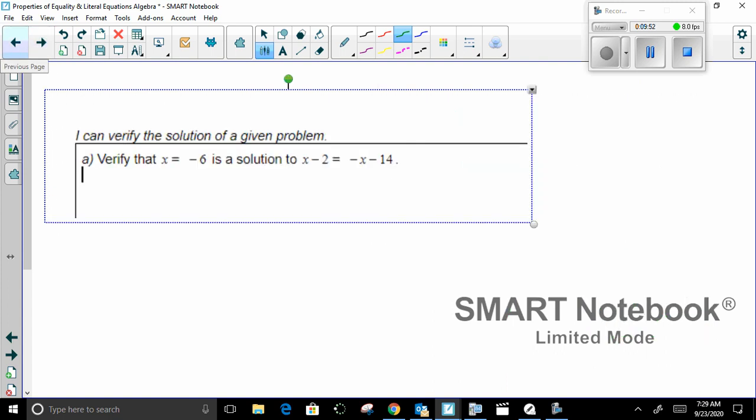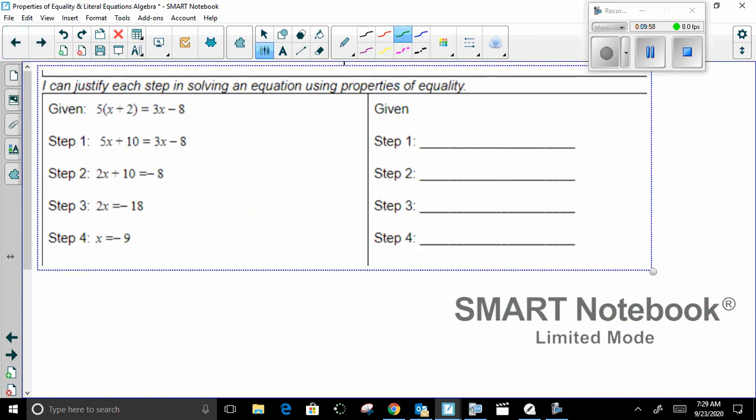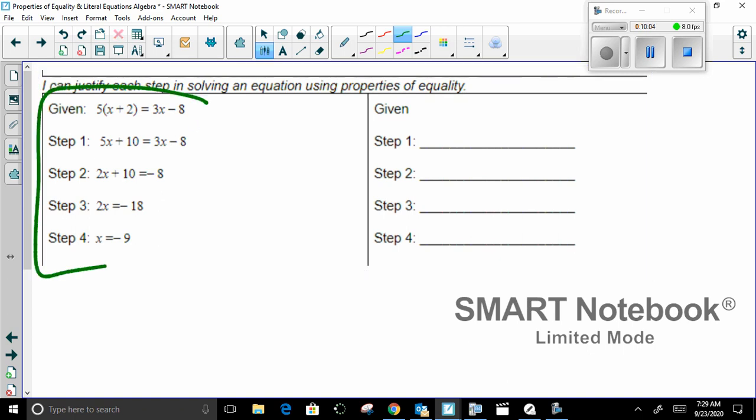Don't have to worry about that. We'll get to that later on. I'm going to go back to that properties one. I just want to justify all the steps I did here for you. Okay? So here's my given equation.